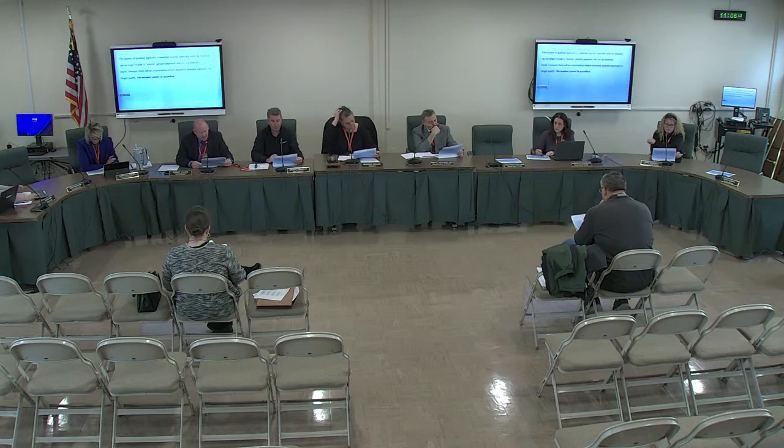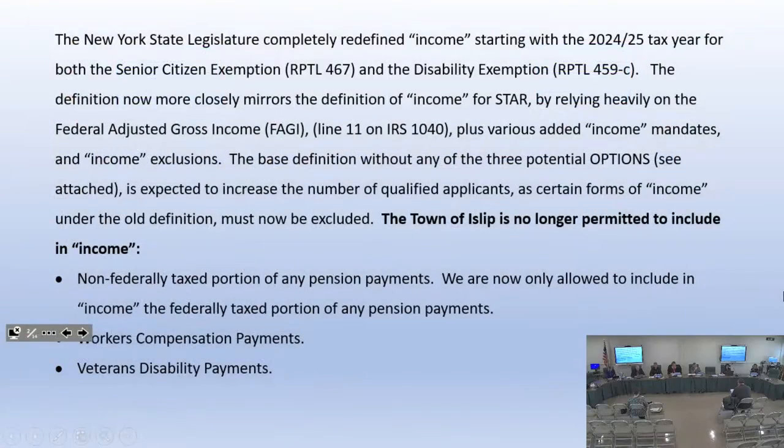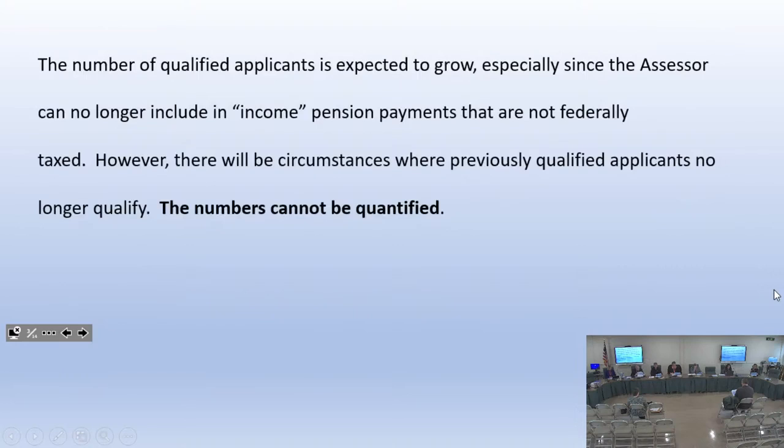The town of Islip is no longer permitted to include in income the following: non-federally taxed portion of any pension payments. The town is now only allowed to include in income the federally taxed portion of any pension payments. They're not allowed to include workers' compensation payments and also veteran disability payments. Any questions? Let's go to the next page then, okay?